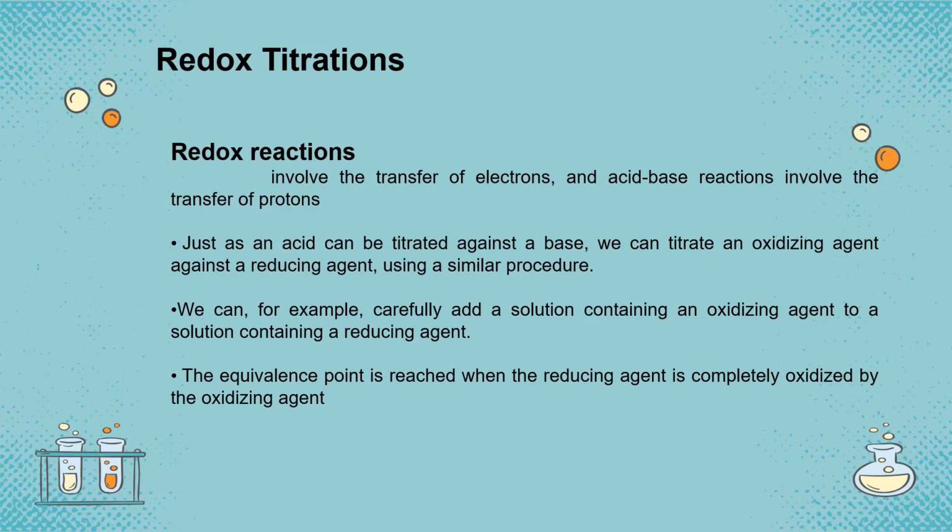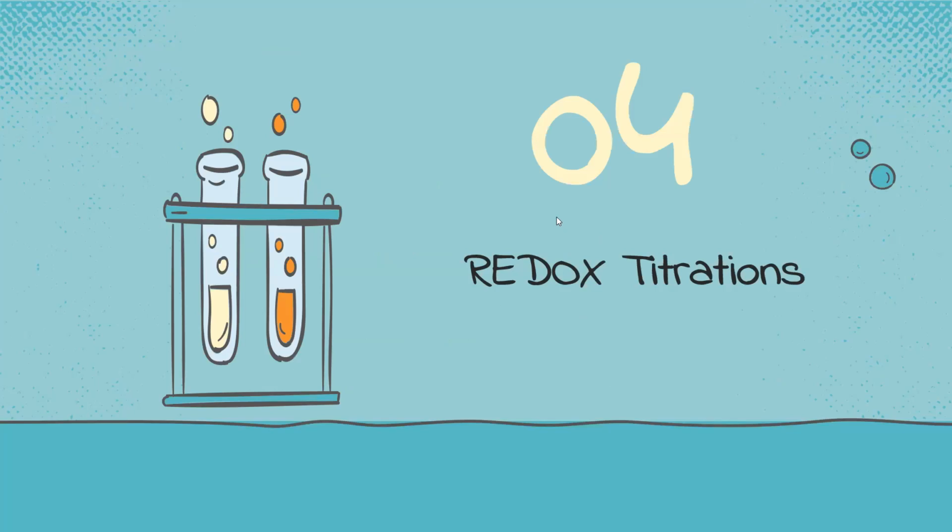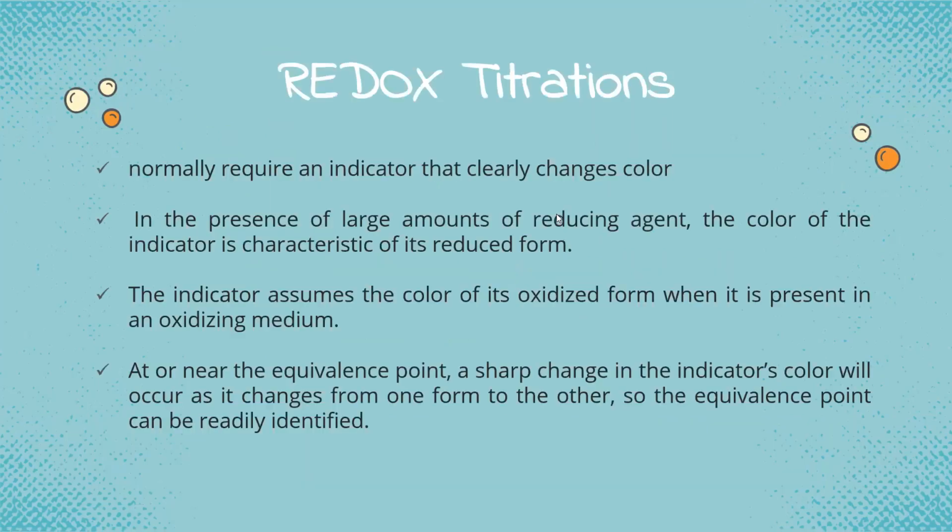Oxidizing agent and then reducing agent. And just like sa acid-base titration, we have the so-called equivalence point wherein there will be equal amount of the oxidizing agent na magre-react with the reducing agent. Pero pagdating sa endpoint, paano natin makikita yung signal na end na yung titration? It's through color change pa rin. Okay? Magko-color change pa rin siya. So this will be the last lesson, the redox reaction or redox titration.